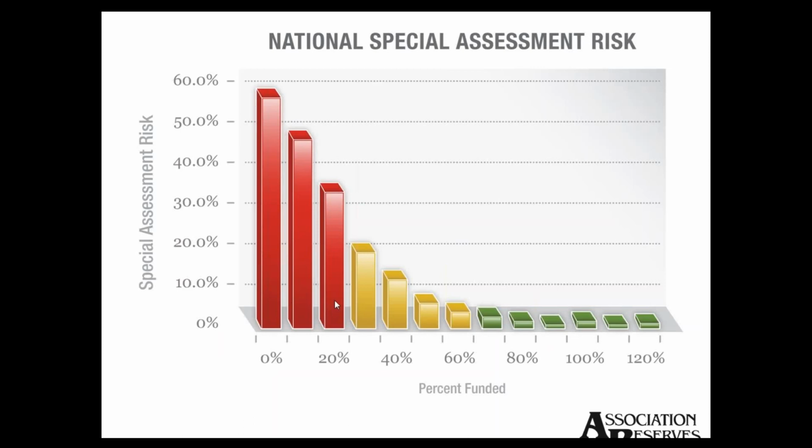In the 0 to 30% range, those associations experience a significant risk of special assessment. Basically, special assessments, to no surprise, are relatively frequent in those associations. And the opposite is true above 70% funded. It's basically just background noise. And you start to see it creeping up in the fair zone. The weaker the reserve fund gets, the higher the risk of special assessment. Nothing that's surprising, but here are the numbers.